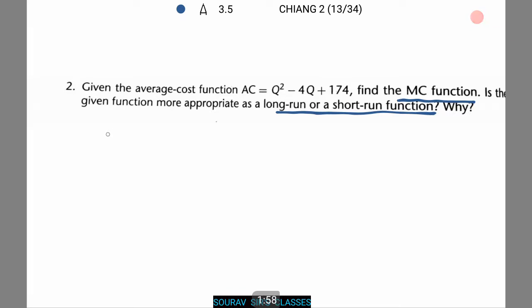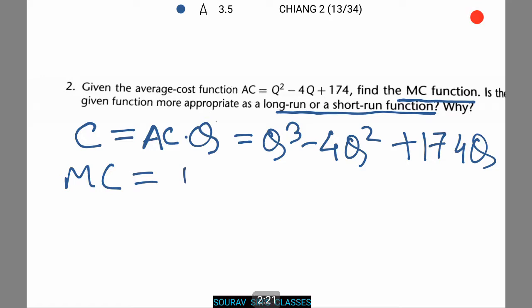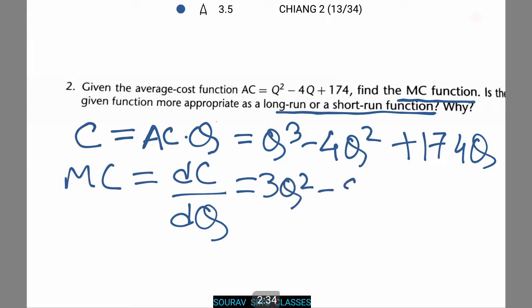Now we obtain the cost function. The cost function is nothing but C equals AC into Q. That is, we get Q cube minus 4Q square plus 174Q. Now we need to find the marginal cost function. MC is dC by dQ, which equals 3Q square minus 8Q plus 174.